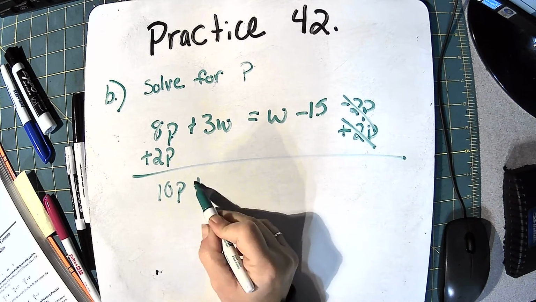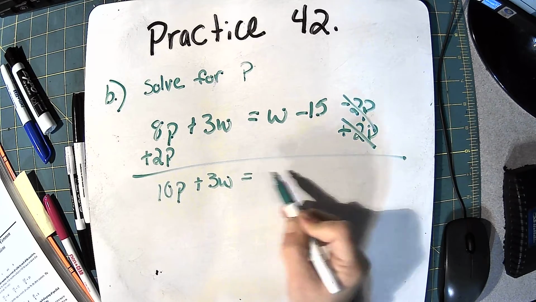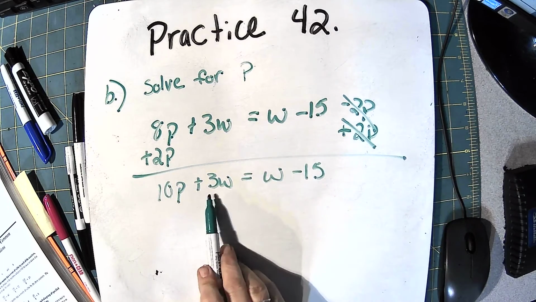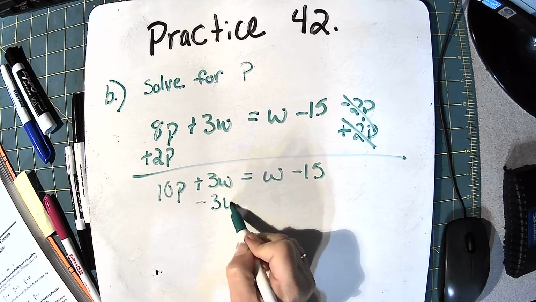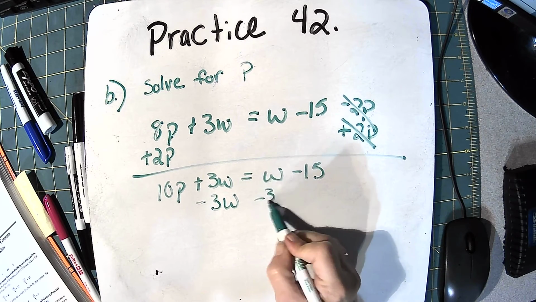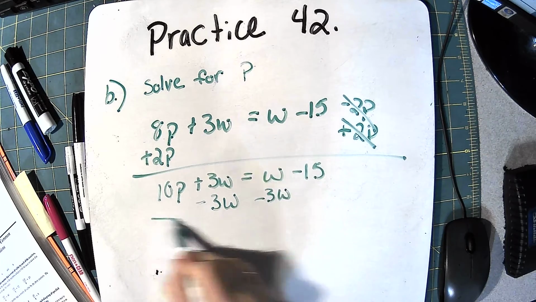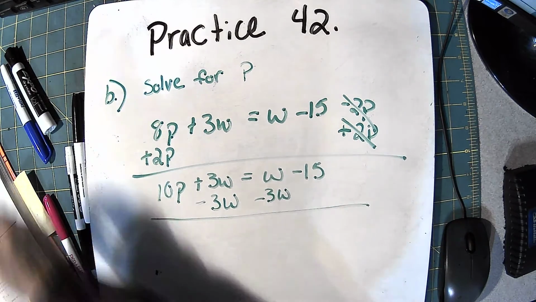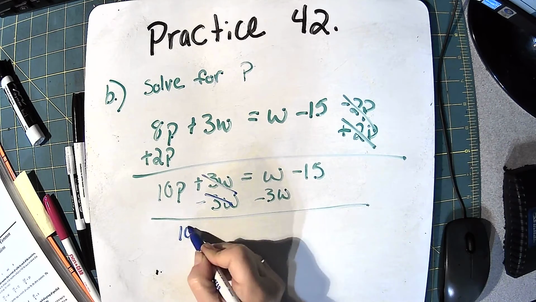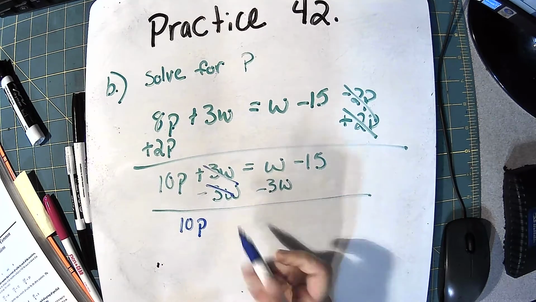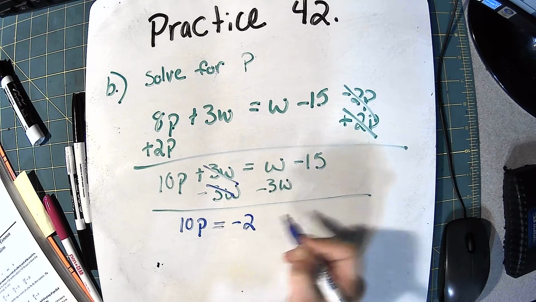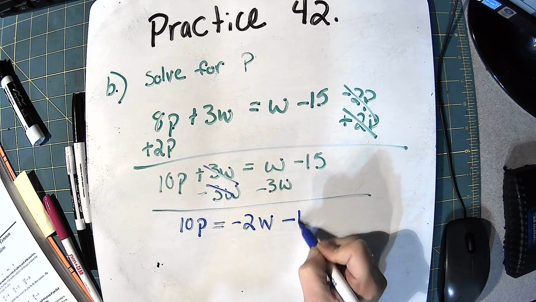10P plus 3W equals W minus 15. All right, now I got to get rid of this W, so minus 3W, and I can add that to that one, because they're like terms, so I want to put those together. Those cancel. 1 minus 3 is going to be negative 2W minus 15.